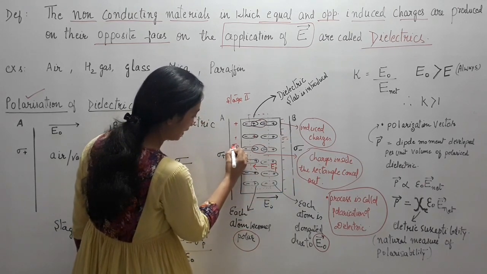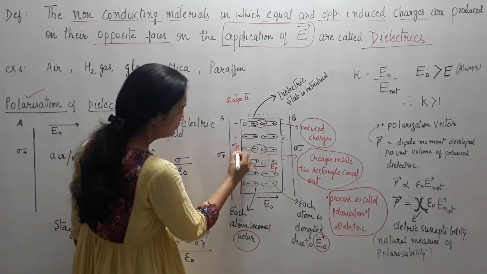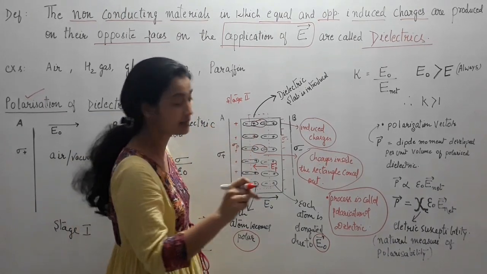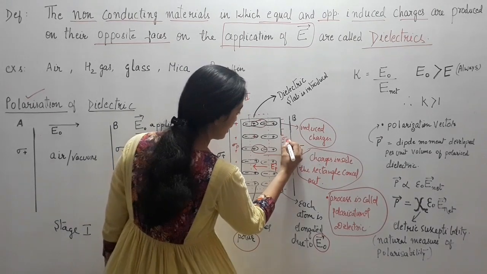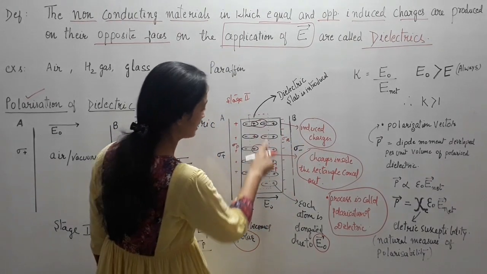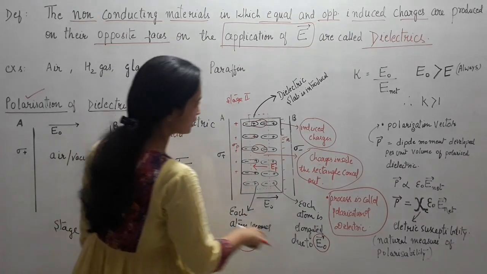Now this sigma p, what is it? Initially it was sigma, now it is sigma p, which means it is the charge density after polarization. Here you can see sigma p minus. This is the charge density after polarization. Hence these terms are clear.